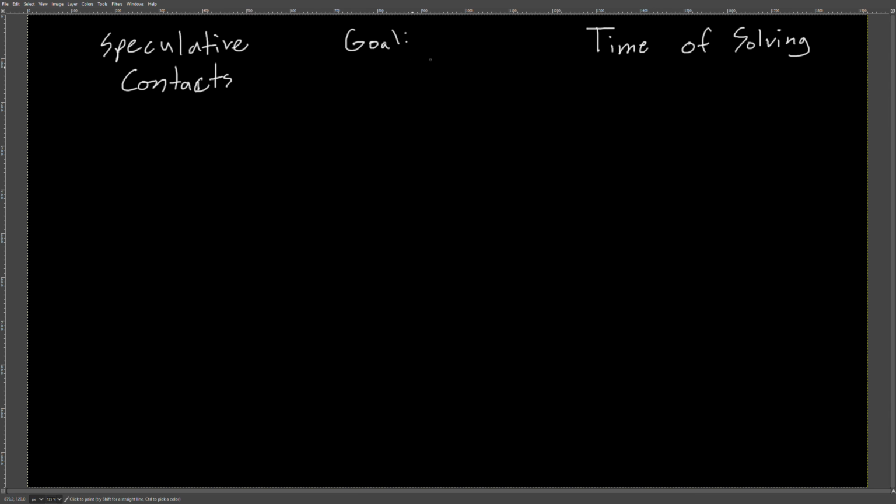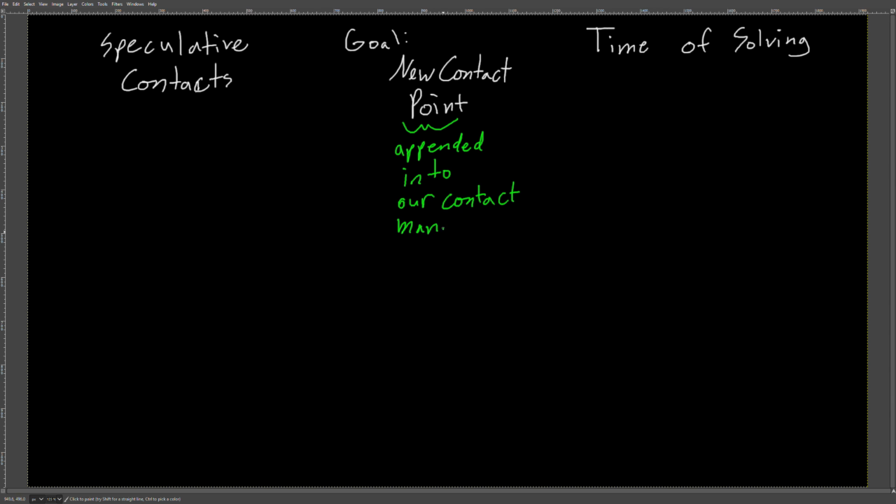With continuous collision detection, the primary goal on a per frame basis is to see if we can find a contact point to add into a contact manifold for which the Lagrangian mechanics system is solving contact constraints for. The speculative contact method and the time of solving method go about different means of deciding what the new contact point to add would be.